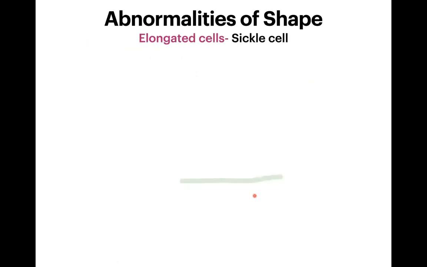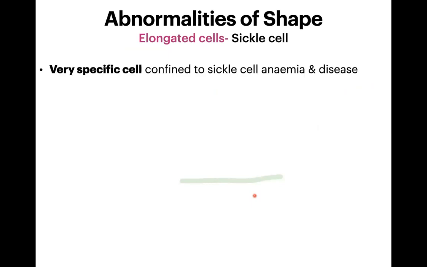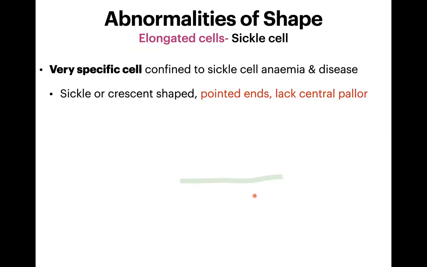Another very specific type of elongated cell is the sickle cell. All these cells have multiple differential diagnoses, but when you are seeing sickle cells, you know that you are dealing with a case of sickle cell anemia or sickle cell disease. They can be either sickle or crescent shaped. They have pointed ends and they lack central pallor. The cells which look sickle shaped but have central pallor, don't call them sickle cells.